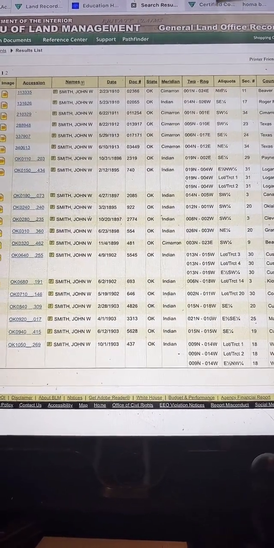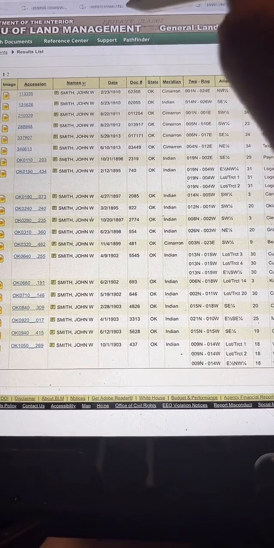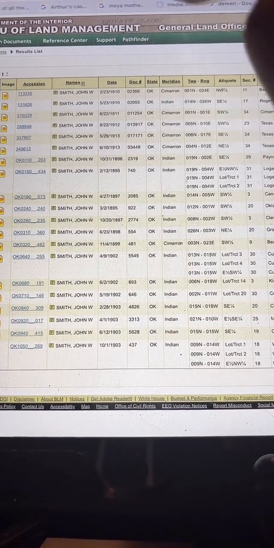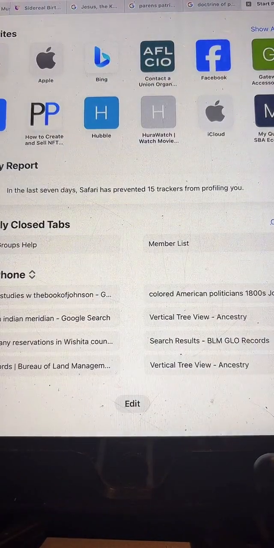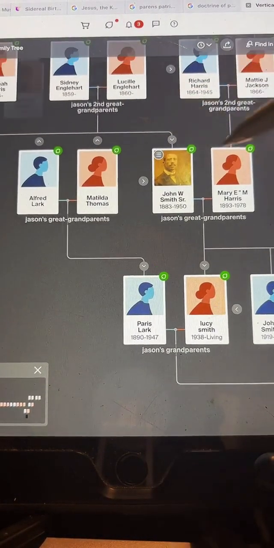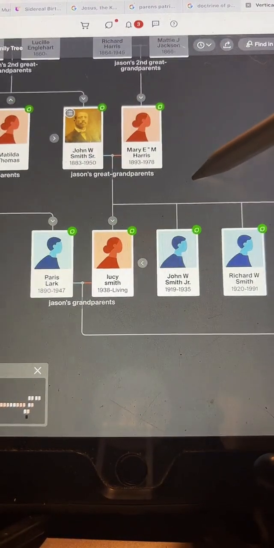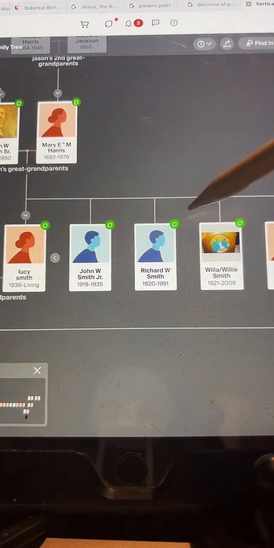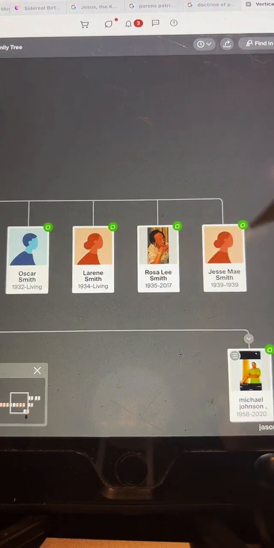Hold on a second. Where's my family tree? Hold on, I gotta look at this real quick. This is making a lot more sense as to why I'm so invested in all these different things and why these things are so important to me. Okay, right. So we got John Smith here. We got Moses Smith. I haven't really been able to dig out the whole Smith side of the family yet. There's John Smith there. Joanna, Martin, Mary, Naomi, Oscar, Lorena, Rosa, Jesse.